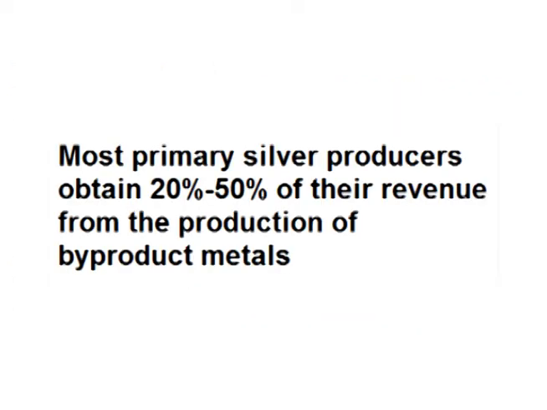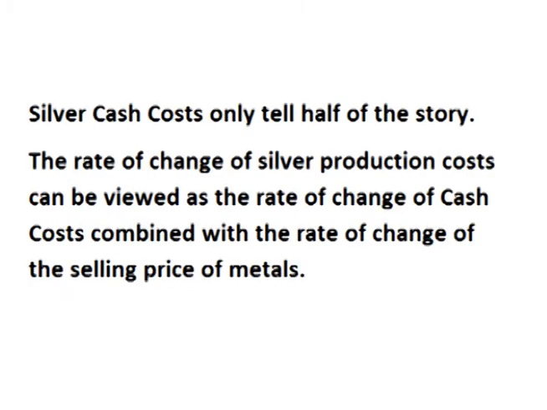Most primary silver producers obtain 20 to 50% of their revenue from the production of byproduct metals. Therefore, to gauge a real change in production costs, one has to look at both the rate of change of cash costs combined with the rate of change of the spot price of metals. The method of calculating cash costs that producers use presents some possible problems, as it can present what could be considered a misleading look at the production costs of producing silver.